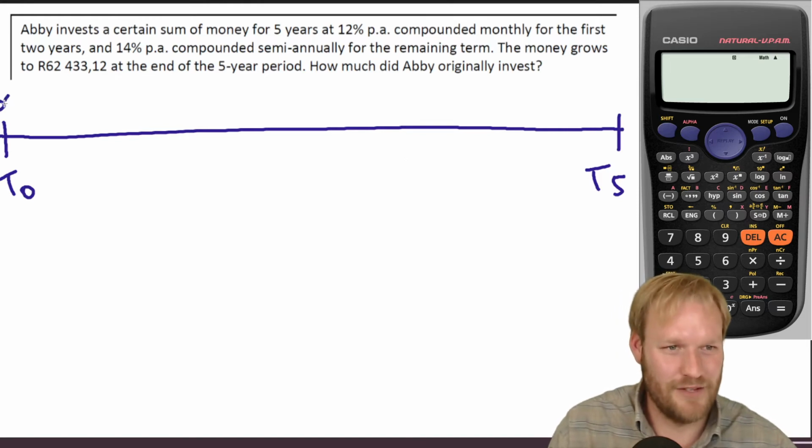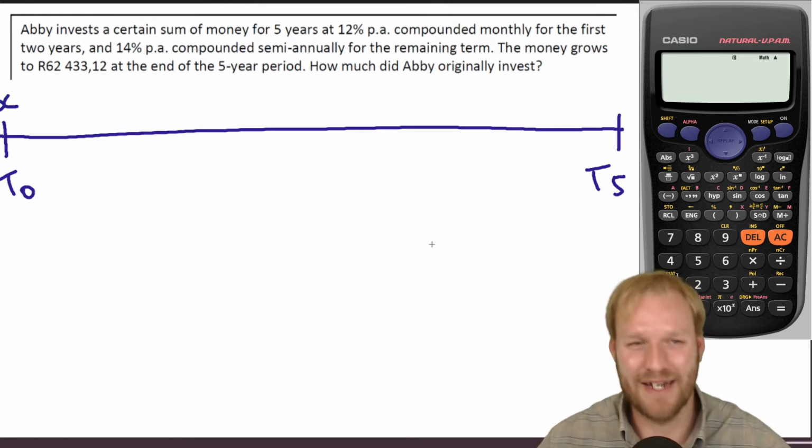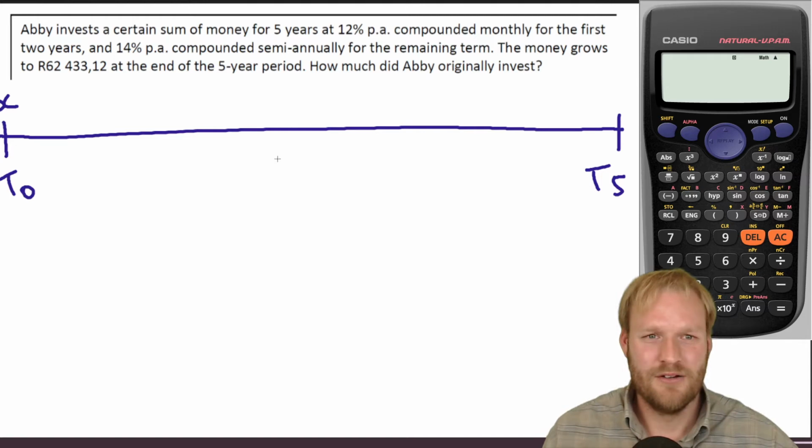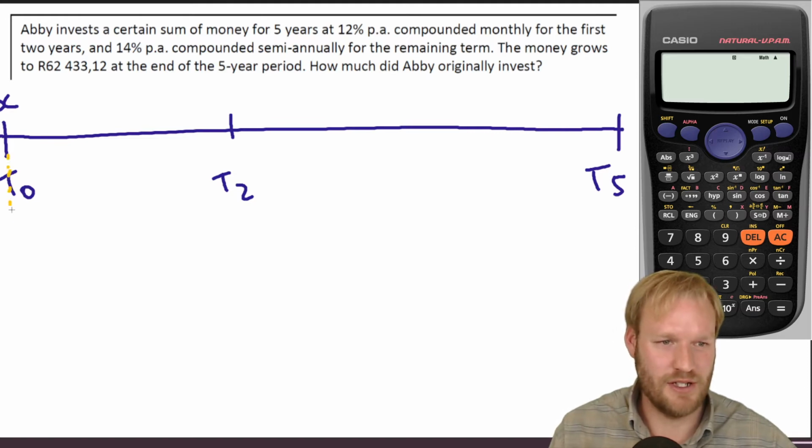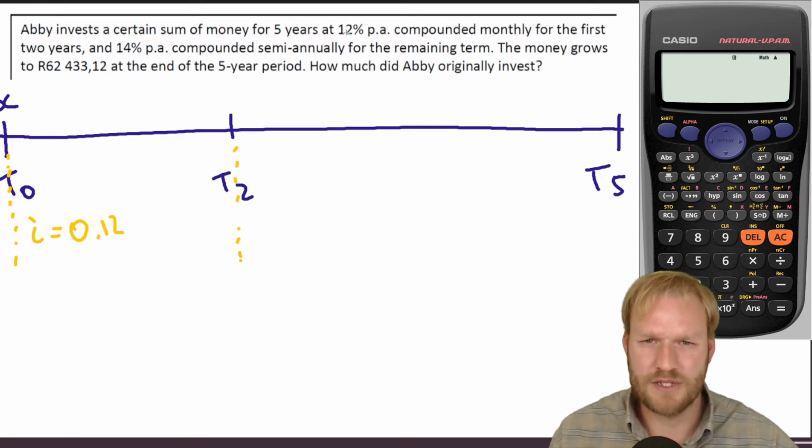So I'm going to be very creative and say we're going to put an X over there. For 5 years at 12% per annum compounded monthly for the first 2 years. So clearly at T2, interest rates are changing. So let's do our interest rates here. Let's do a dotted line down here and say our interest rate for the first bit is 0.12. I think that's 12%.